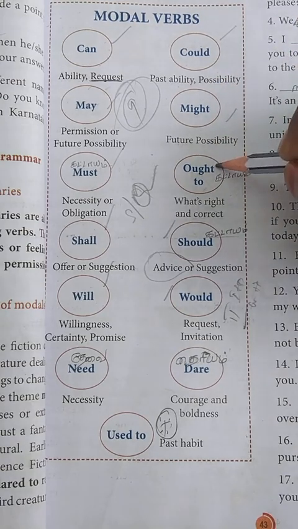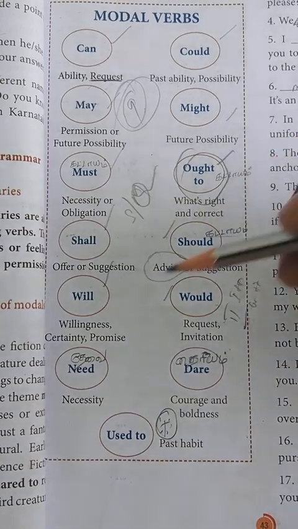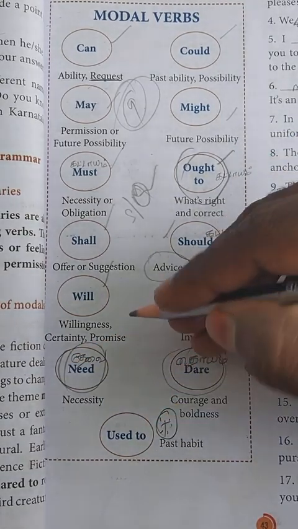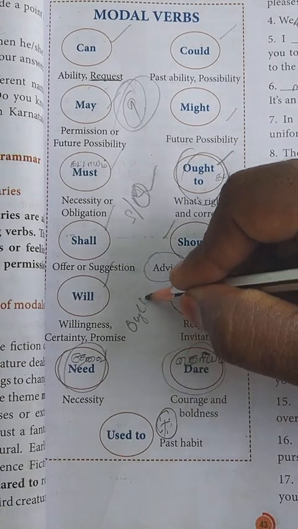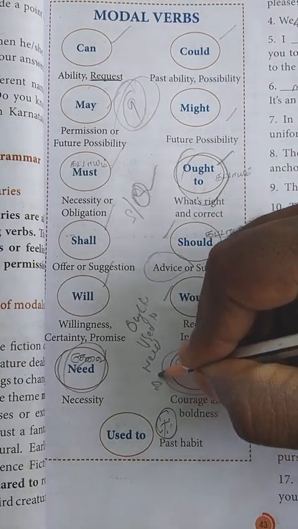First one is ought to, and need, dare, and then used to. Once again: ought to, used to, need, dare.